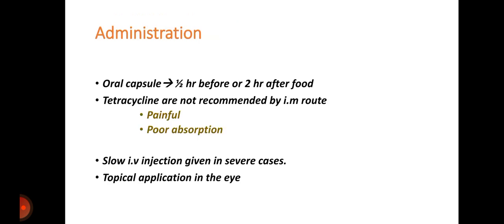Administration: administered orally in the form of capsule. The capsule should be taken half an hour before or 2 hours after food. Tetracyclines are not recommended by the IM, intramuscular route, because it is painful and absorption is poor. Slow IV injection may be given in severe cases. Topical application in the eye is also applicable.